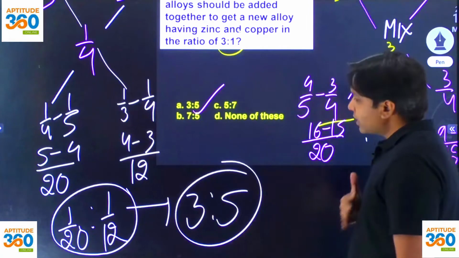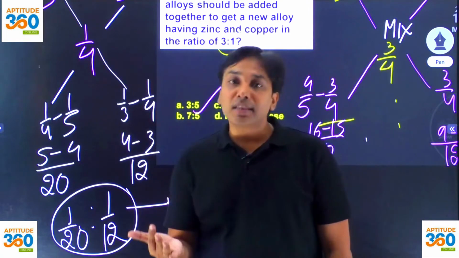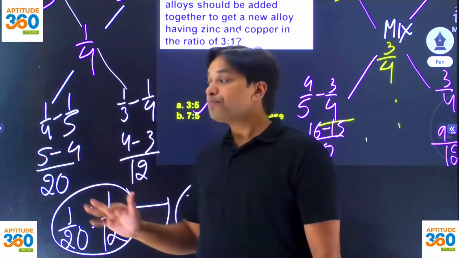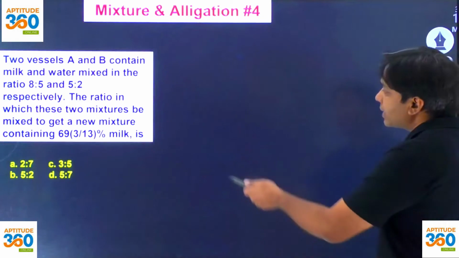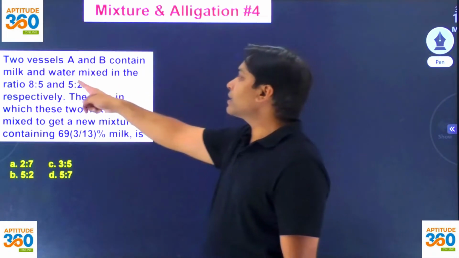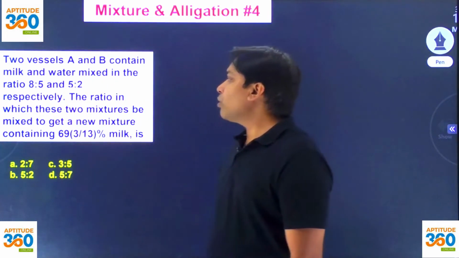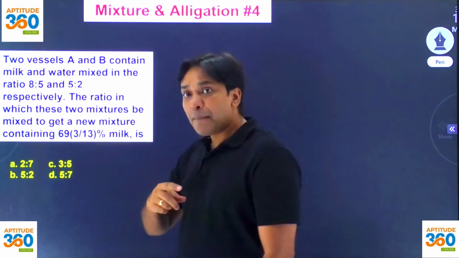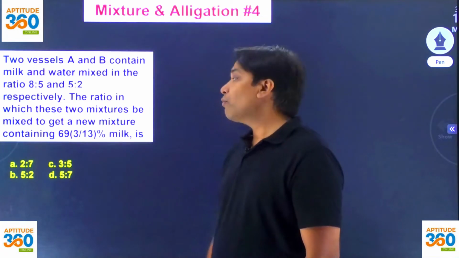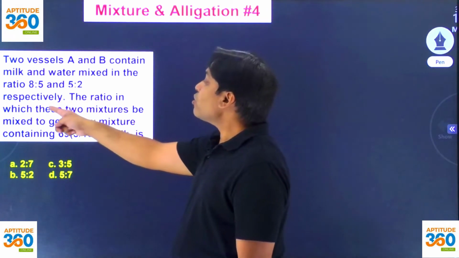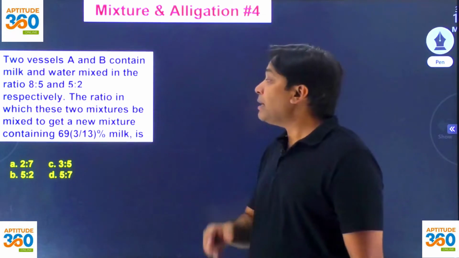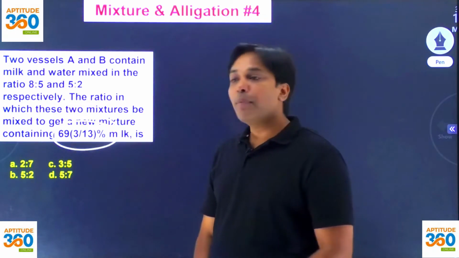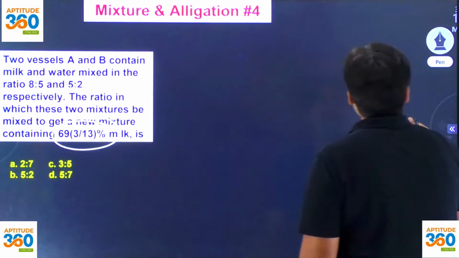Now, if you understand as to how to deal with these two varieties of problems, your life is going to be way simpler. अब identify करो यहाँ पे two vessels A and B contain milk and water in this ratio. The ratio in which these two should be mixed, this is variety 2. अब यहाँ पे थोड़ी सी मेहनत आपसे और करा रहा है. वो क्या करा रहा है? The ratio in which these two mixtures be mixed to get a new mixture containing this % of milk. अब ये यहां पे आपकी जॉब को कॉम्प्लिकेटेड करने की कोशिश कर रहा है.